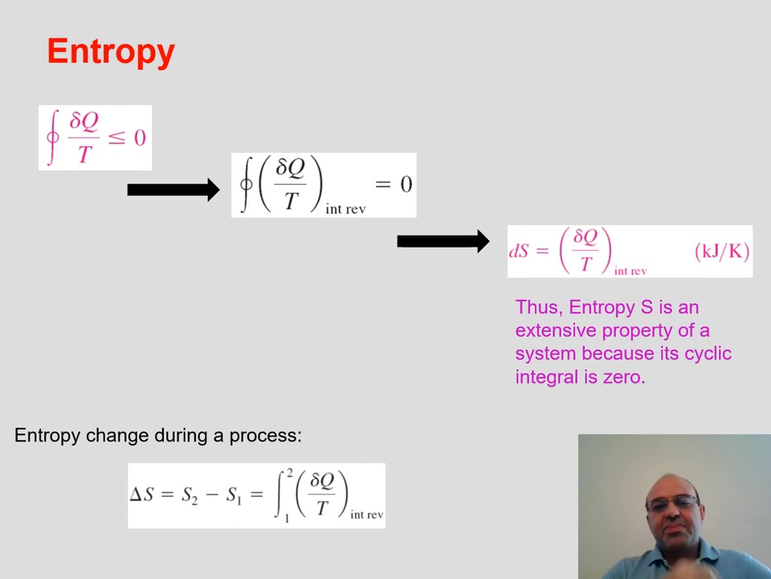So now we know that for a cyclic process, the integral of delta Q over T is less than or equal to zero. And we said that if the process is internally reversible, this integral is equal to zero.